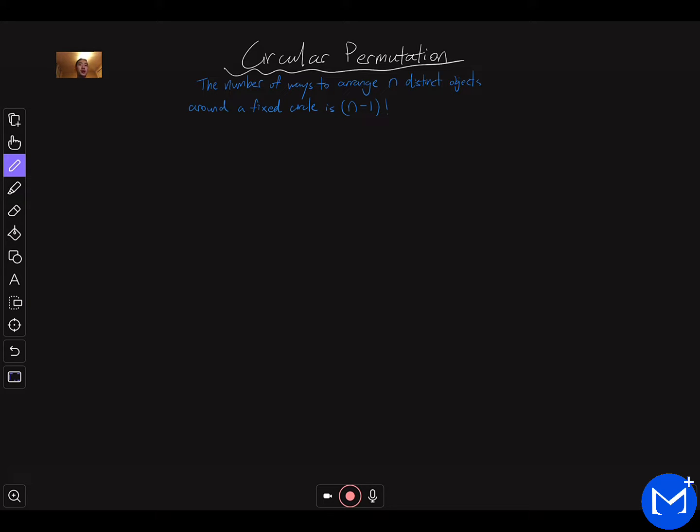Today we'll be talking about one of the AMC topics, combinatorics. And more specifically, we're going to focus on circular permutation today. What is circular permutation? Well, circular permutation tells the number of ways to arrange n distinct objects around a fixed circle. And the number of ways to do that is n minus 1 factorial. That is circular permutation. There are (n minus 1)! ways to arrange n distinct objects around a fixed circle.